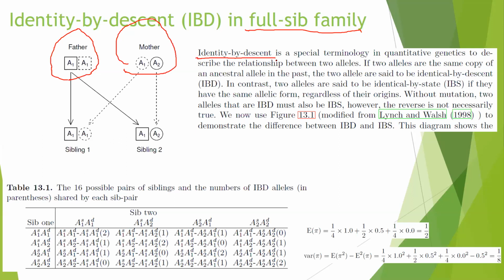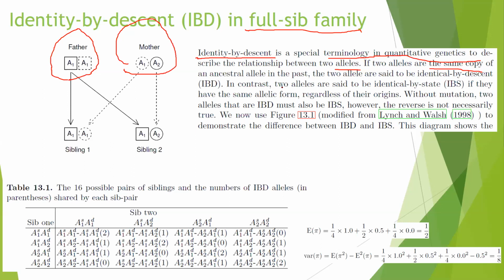What does that mean? When we look at different alleles, this term is relevant to the relationship between them. IBD is a special terminology in quantitative genetics to describe the relationship between any two alleles. If these two alleles are the same copy from an ancestral allele in the past, then these two alleles are said to be identical by descent, IBD.